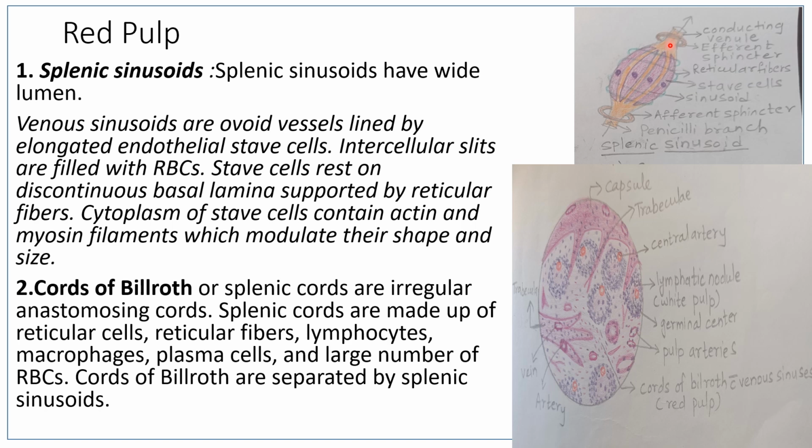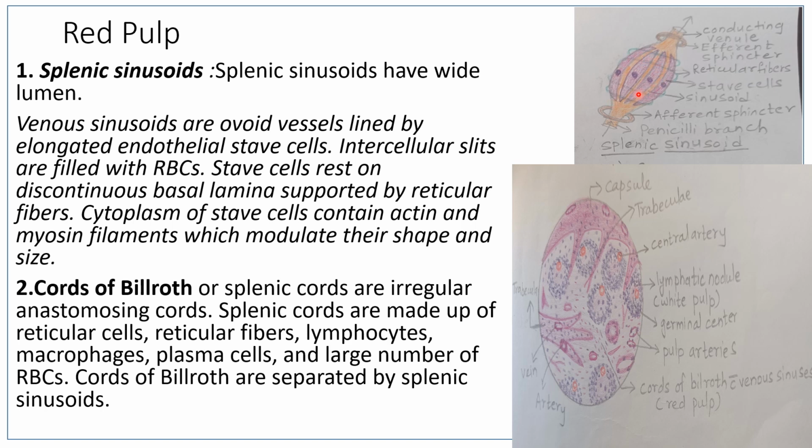and these are lined by endothelial cells known as stave cells or banana cells, and in between the banana cells or stave cells we have intercellular slits because the basal lamella on which the stave cells are resting is discontinuous. So there are intercellular slits, and the cytoplasm of stave cell contains contractile filaments which will modulate the shape and size of these stave cells. So this is about the splenic sinusoids.